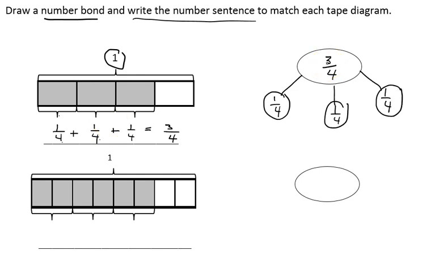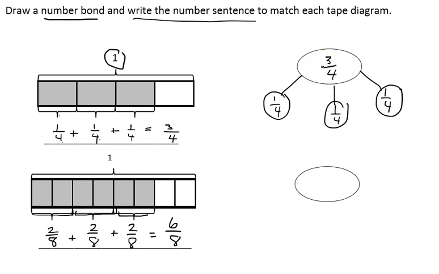In the next fraction, I have 8 pieces that make up the whole, so each gray section is 1/8. But if I look at my brackets below the tape diagram, you can see that each bracket represents 2 of those pieces. So here we have 2/8 plus 2 more eighths plus 2 more eighths for a total of 6/8.